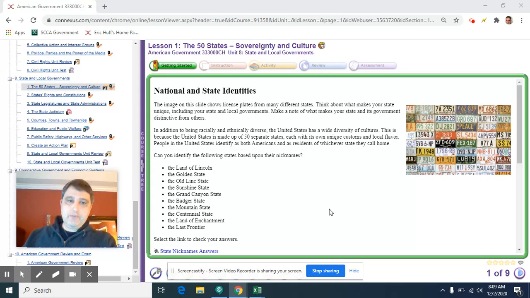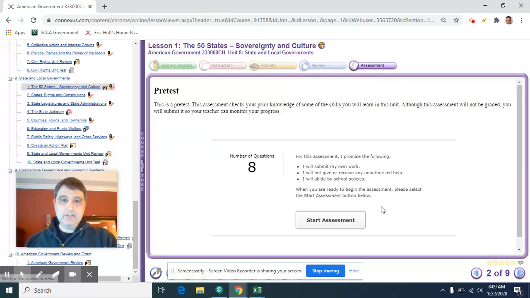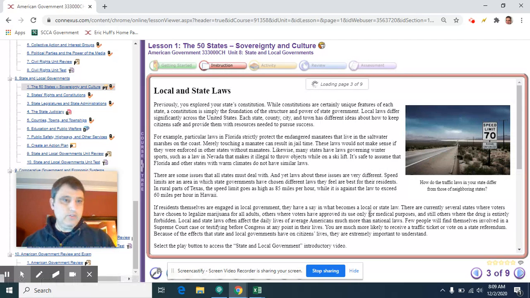All right. So on this first slide, we look at state identities. Each state has its own identity, its own government, its own culture, its own history and tradition, and every state's a little different. If you've lived in other places, you'll know that other places are a little different than South Carolina, and other states are a little different from even other states. So you'll look at that in this lesson, 8.1. You're going to be looking at what the roles and responsibilities of the states are within the federal system of government. So 8.2 is the pre-test. Of course, you'll get to do that on your own.